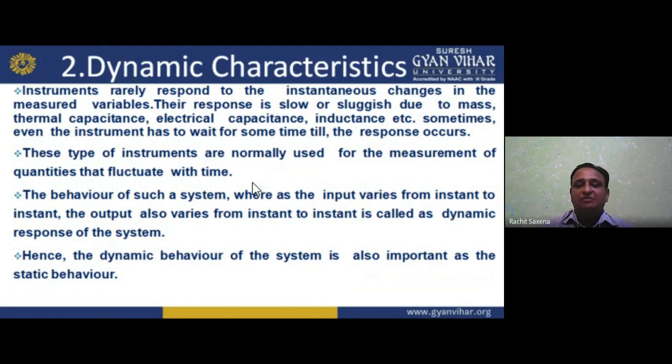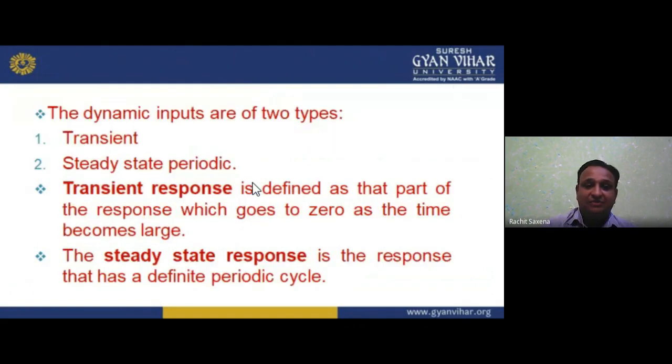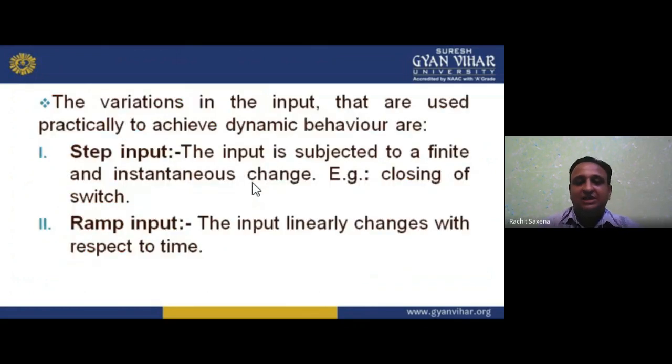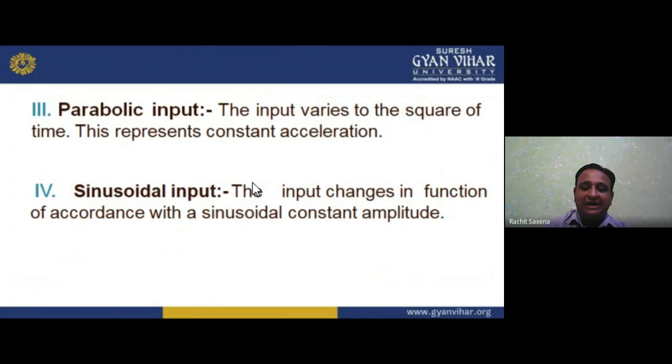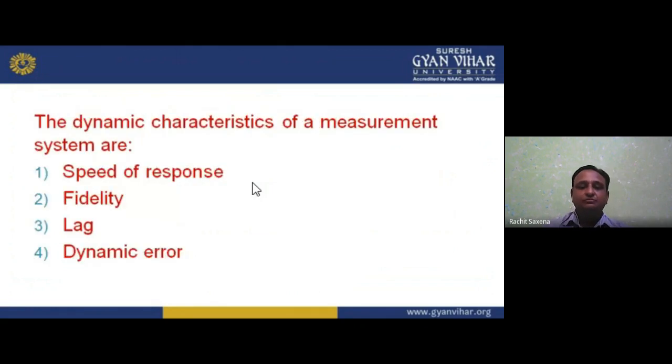Hence the dynamic behavior of a system is as important as the static. Dynamic inputs are of two types, transient and steady state. Transient response is the part of the response which goes to zero as time becomes large, and the steady state response is the response that has a definite periodic cycle. The variations in input used practically to achieve dynamic behavior are step input, ramp input, parabolic input and sinusoidal input. The dynamic characteristics of a measurement system are speed of response, fidelity, lag, and dynamic error.